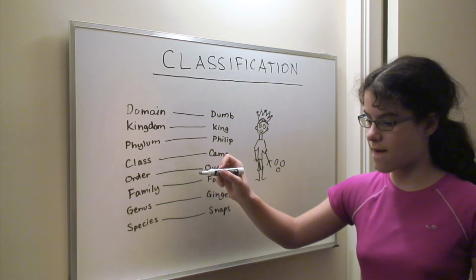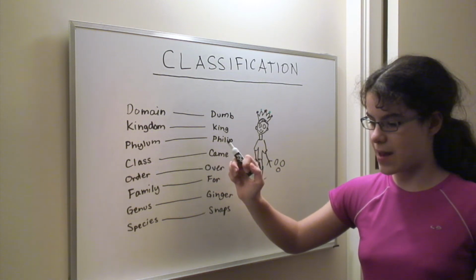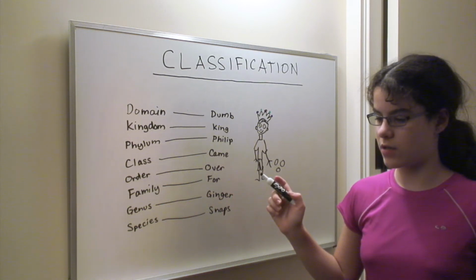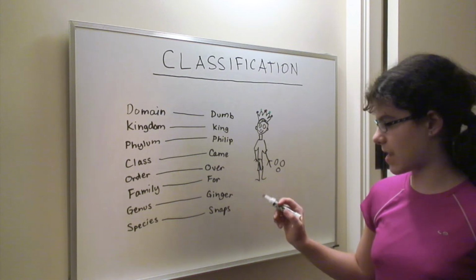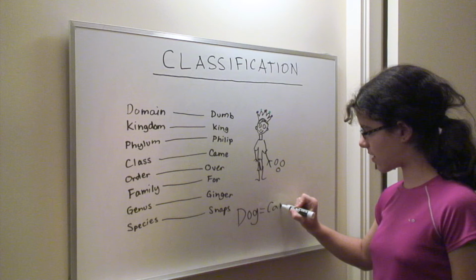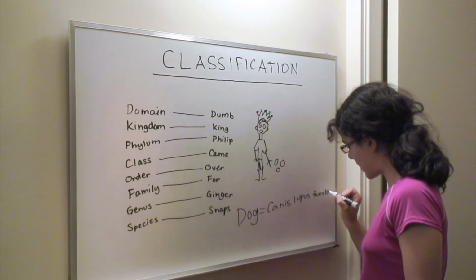For order, it's Carnivora. For family, it's Canidae. And for genus, it's Canis. And for species, it's Lupus familiaris, meaning that a dog equals a Canis Lupus familiaris.